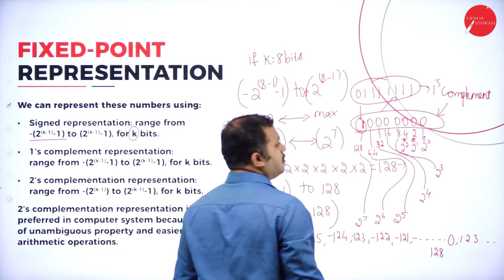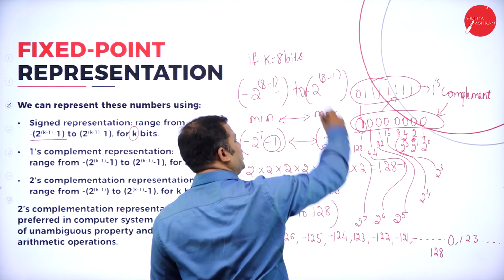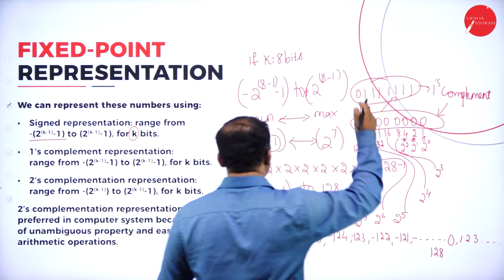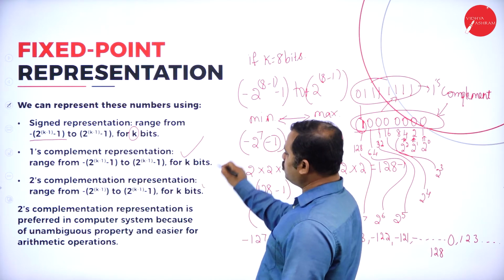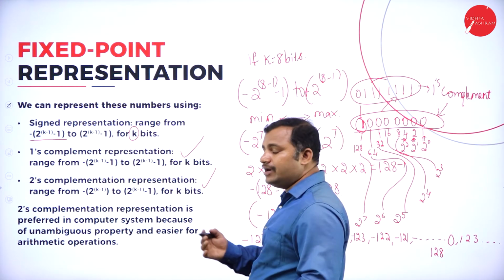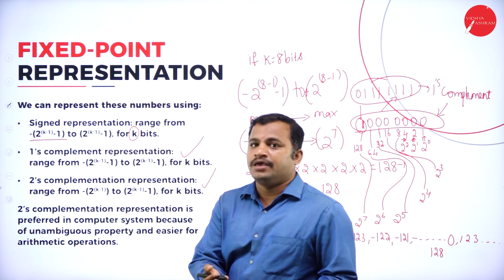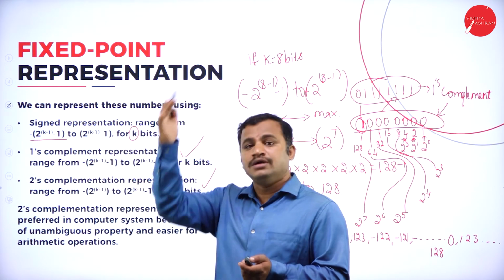What about the 2's complement of this number? How can I represent it in the form of a 2's complement? Yes, I can represent it in the form of the 1's complement as well as 2's complement. How can I represent the number in terms of 2's complement? It is also very easy. If I add plus 1 to the 1's complement, I'll get the resultant which is in 2's complement.